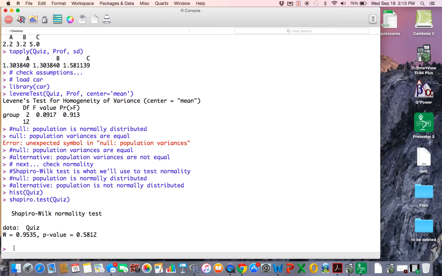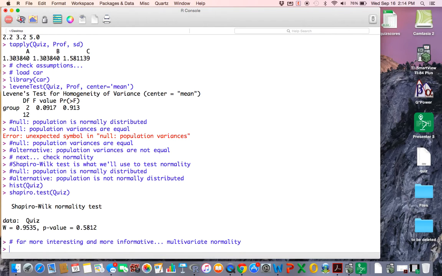Now, what's far more interesting, worthwhile, and more informative is what we call multivariate normality. What I want to do there is conduct this test across each group. So look at it separately for Professor A scores, Professor B, and Professor C. And it turns out this is easily done.